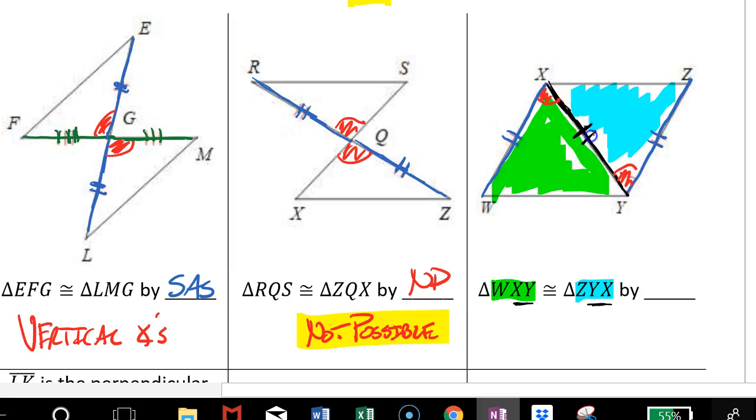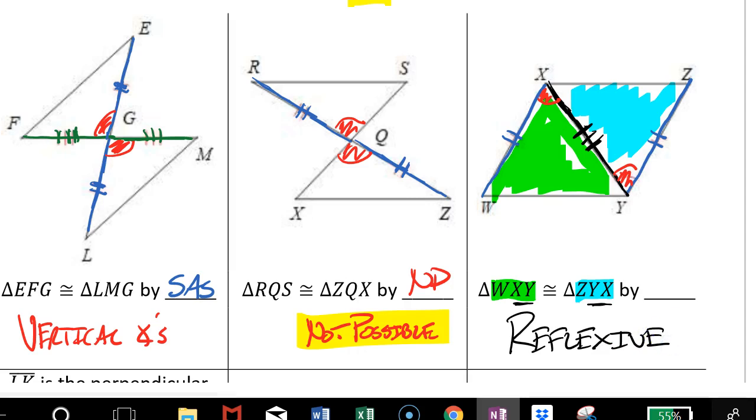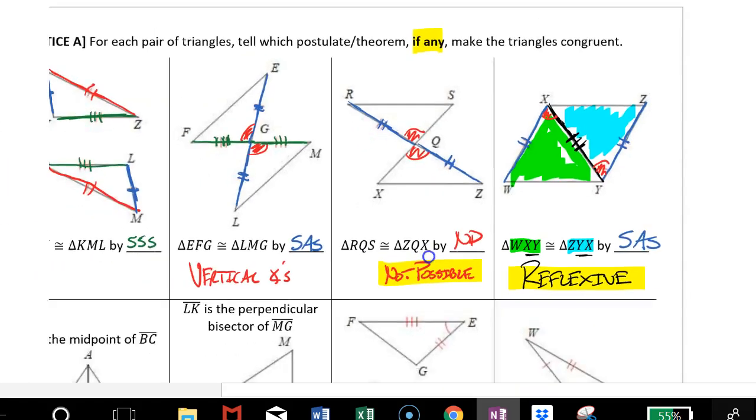So therefore, looking at our diagram now, this is called the reflexive property. Reflexive, like it's a reflection of itself. So this shows up whenever we have triangles sharing a side. This segment is congruent to itself by the reflexive property. Looking at our 2 triangles, we have 2 sides and an angle between them, 2 sides and an angle between them. These triangles are congruent by side angle side congruence.